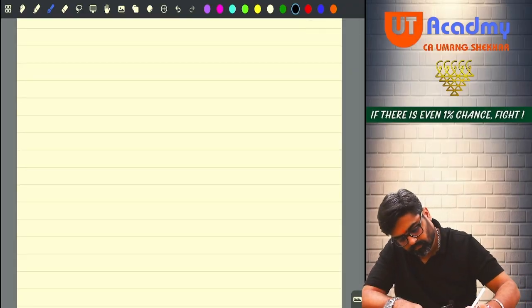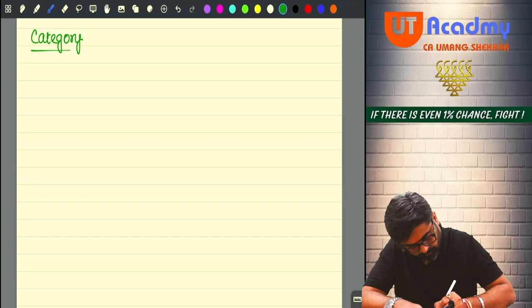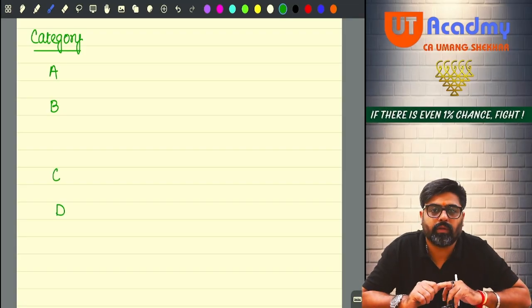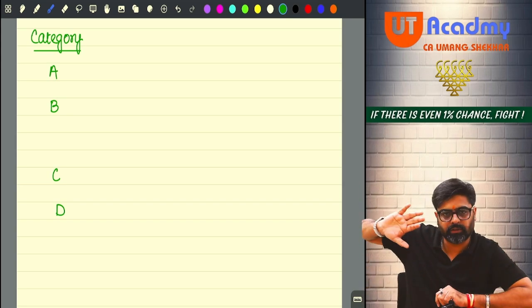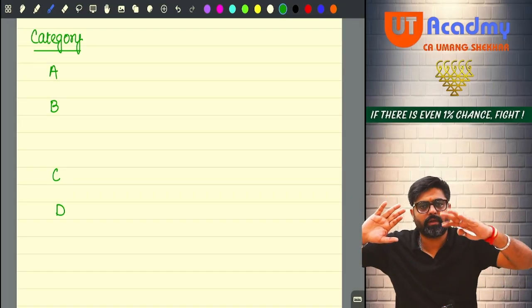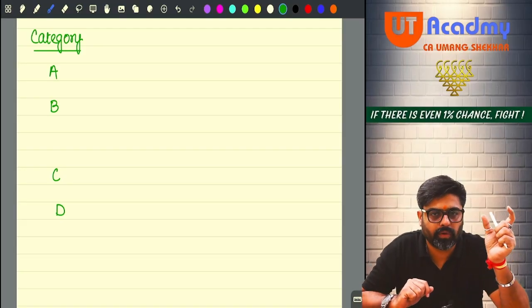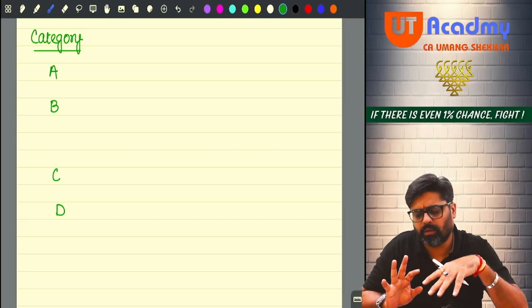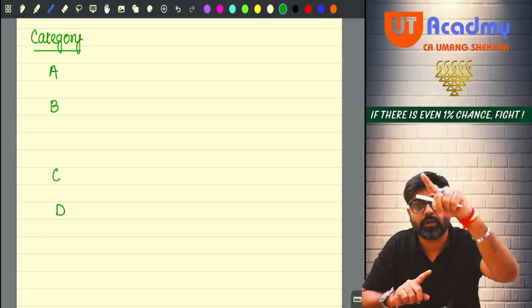For example, this is category. Category A, Category B, then C and D. Now there are certain institutions whose names are written in Category A. So in Category A, there are certain institutions which are classified. There are certain institutions which are classified in Category B, Category C and Category D. You can donate to whatever institutions, but those institutions are given in these categories.